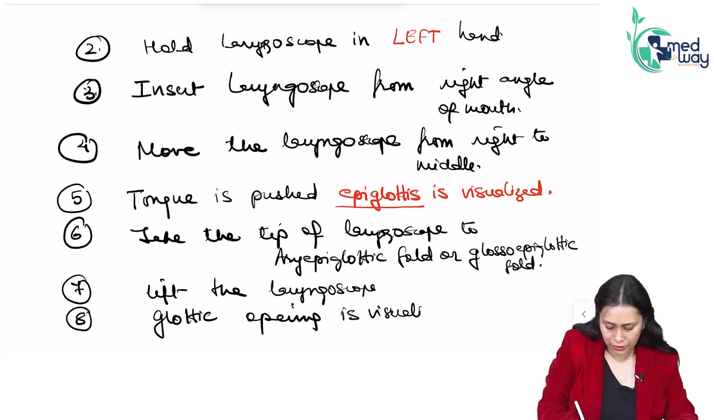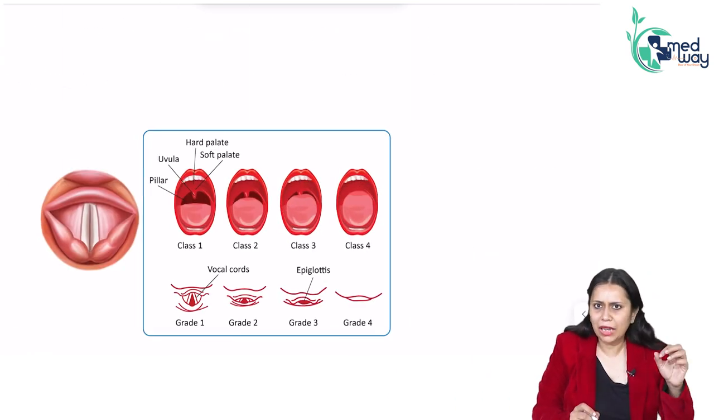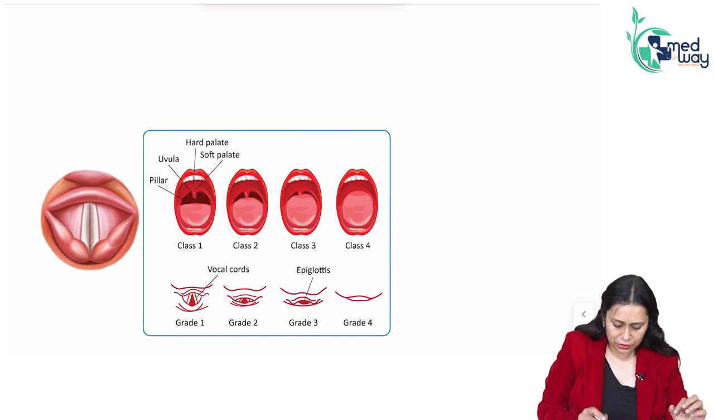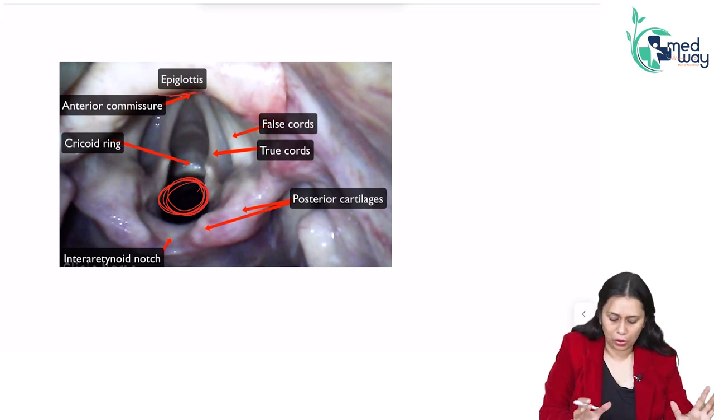So how would the glottic opening look? When I do laryngoscopy, I can see the glottic opening. This is the glottic opening. These are the vocal cords. This is the cricoid ring, and this is the opening. The epiglottis gets lifted up and this opening is visualized. This is the interarytenoid notch. We just have to visualize the glottic opening.